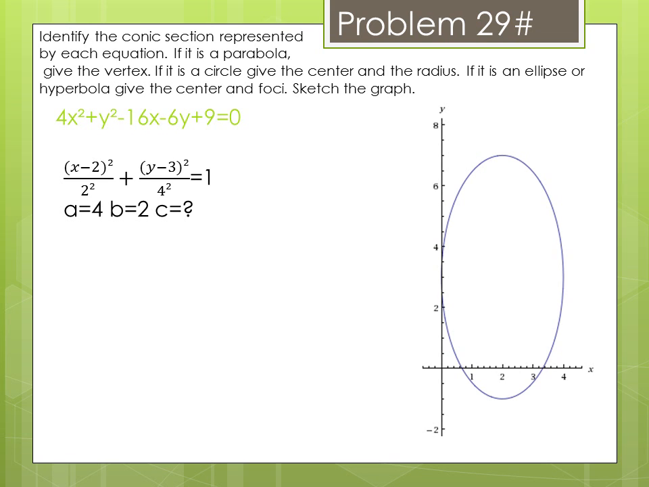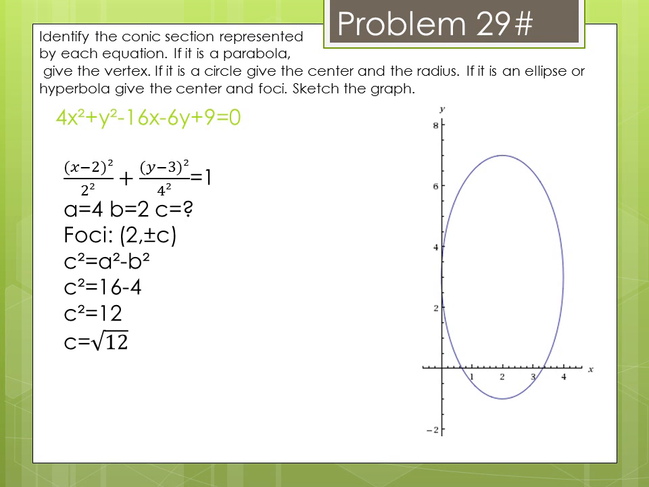So now we want to find the value of c, which is going to help us find the foci. We already know a is equal to 4 and b is equal to 2. So our foci are going to be at (2, 3 plus or minus c). So c squared is equal to a squared minus b squared. Since c squared is equal to 16 minus 4, c squared is equal to 12, and the square root of 12 is equal to c. So our foci will be at (2, 3 plus or minus the square root of 12).